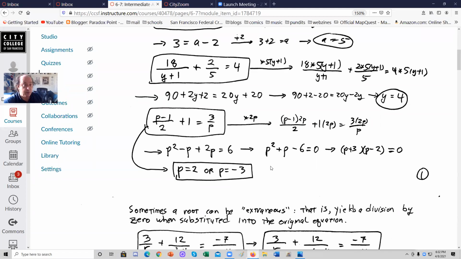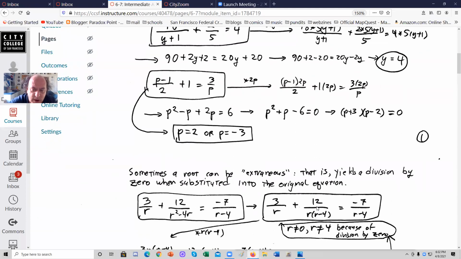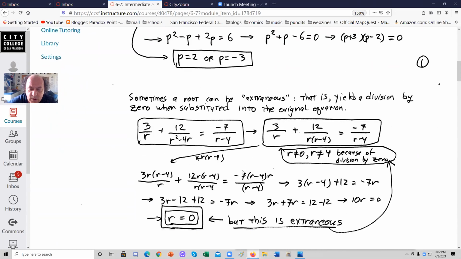Now there's a potential problem. Sometimes if you try and substitute back just to check, you'll find that you were dividing by 0. And that's not allowed. It causes infinite or indefinite quantities, which can be annoying. So sometimes a root can be extraneous. It yields a division by 0 when substituted into the original equation.